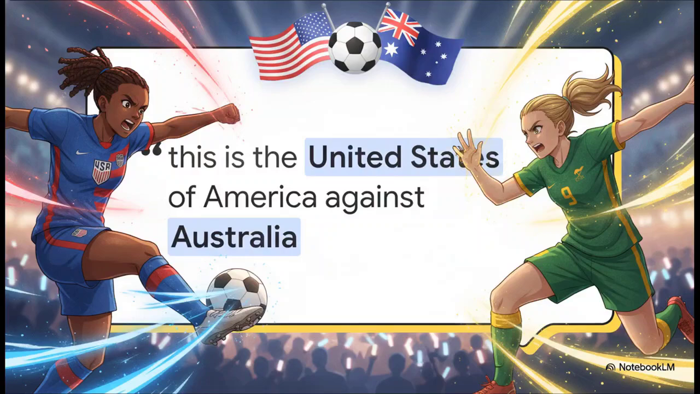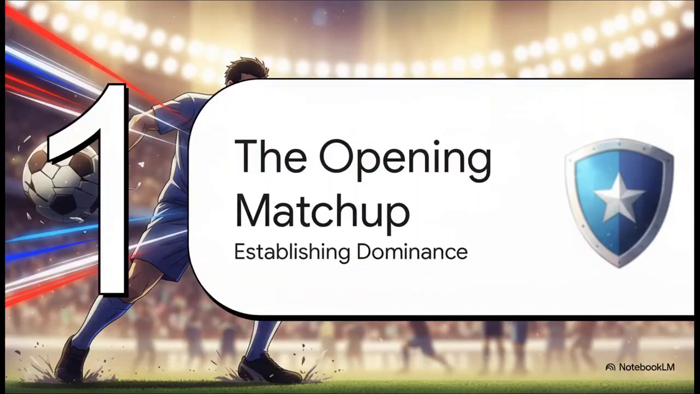Right off the bat, the broadcast sets the stakes, right? Quote, "This is the United States of America against Australia." You can just feel the gravity in the commentator's voice. I mean, it's not just a game, it's a massive international collision on the sport's absolute biggest stage. The atmosphere is electric, the pressure is immense, and from the very first whistle, both squads know exactly what's on the line. Section 1, the opening matchup.